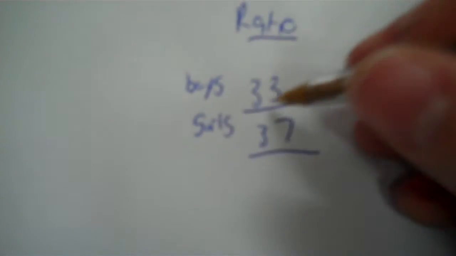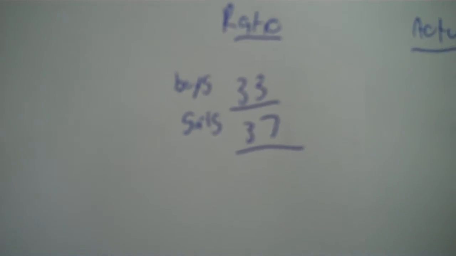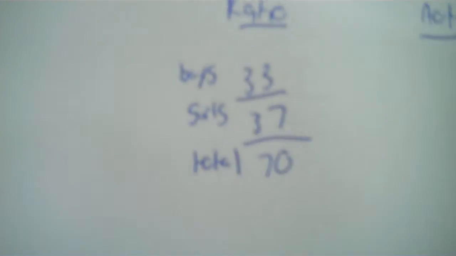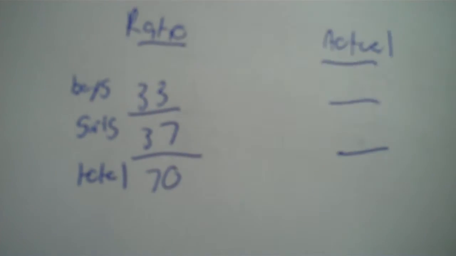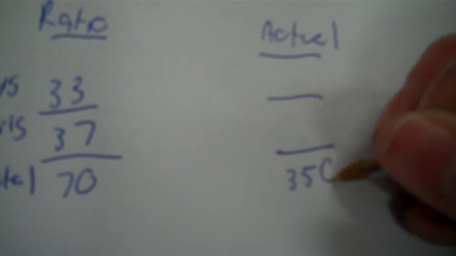So I put 33 over 37. Now label those correctly. It says boys to girls. Boys are first, so it'd be boys, girls. Then you need to make another line and you add these amounts together. 33 plus 37 is 70. That's your total. Okay. Now you make lines to match it. Okay. And then we're given 350 students are taking an algebra course, but we don't know if that's boys or girls. It's our total then, so I put that down here.